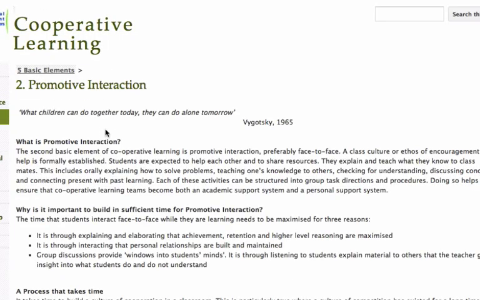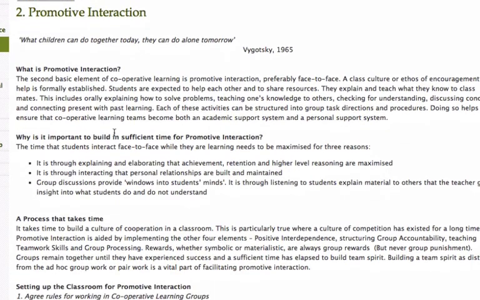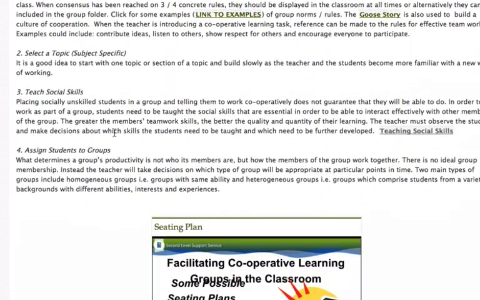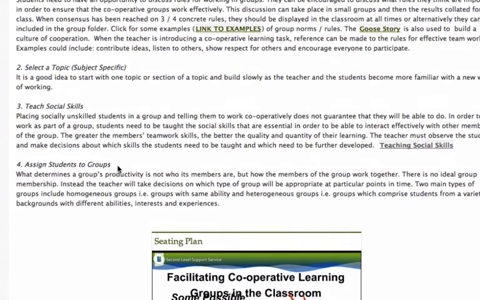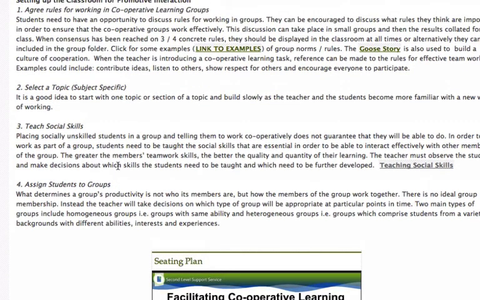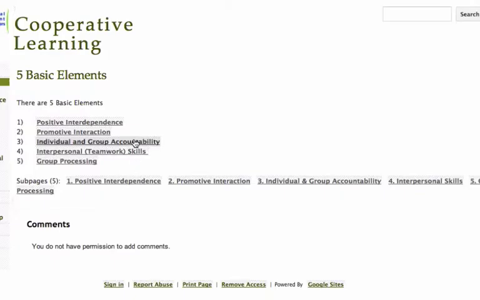Promote interaction. Here you're talking about thinking very carefully about things that happen. So agree on rules for working in cooperative learning. Select a topic. What are the students going to be doing? Teach social skills. You may have heard me talk about this before. And assign students to groups. If you're going to do any of these things, why are you going to do them? What is the motivation behind doing the stuff that you're doing?